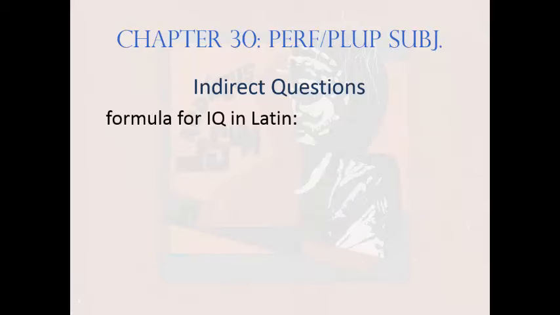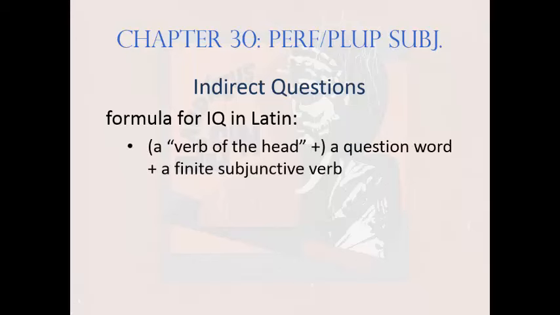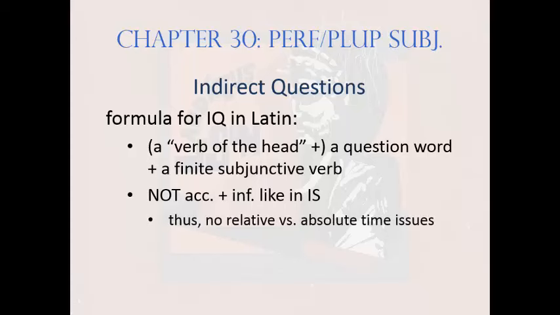The formula for creating an indirect question in Latin is a verb of the head plus a question word plus a finite subjunctive verb, which, except for the subjunctive nature of the verb, is exactly the way English forms indirect questions. Without the inverted word order business, of course, because the Romans didn't use word order for grammar the way we do. Compared to the complexities involved in indirect statement, accusative subjects, infinitive verbs, relative time, indirect question is a breeze. When finite verb naturally translates into finite verb, no matter the mood, life is beautiful.